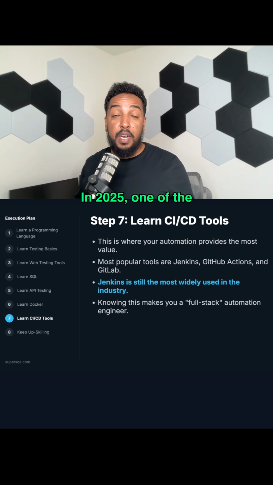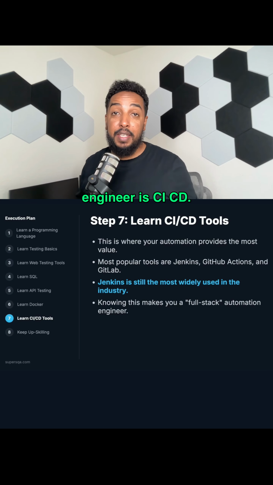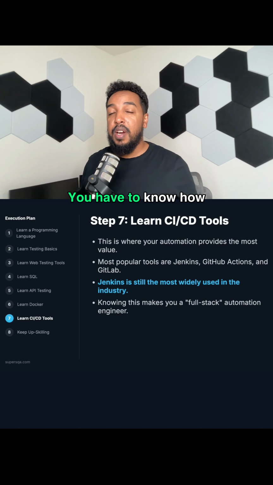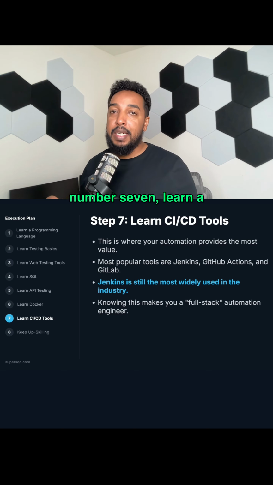In 2025, one of the most demanded skills for an automation engineer is CI/CD. You have to know how to do CI/CD. So that's why I put it in my plan, the 8-step plan to become an automation engineer or an SDET, software engineer in test. I put it at number 7, learn a CI/CD tool.